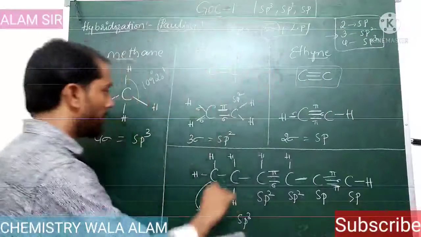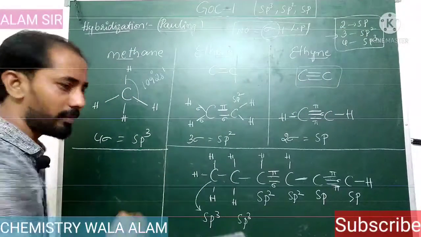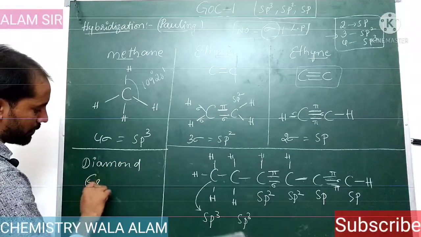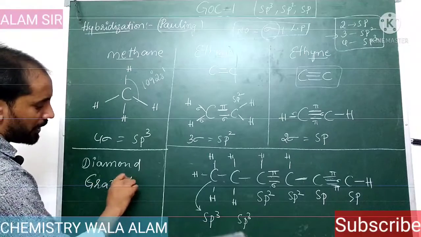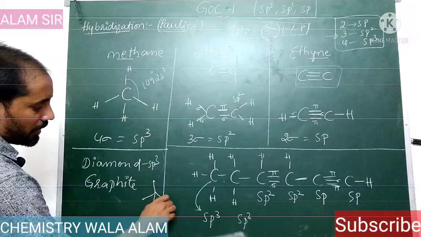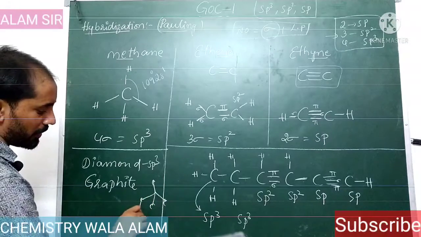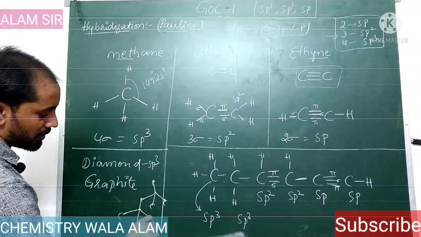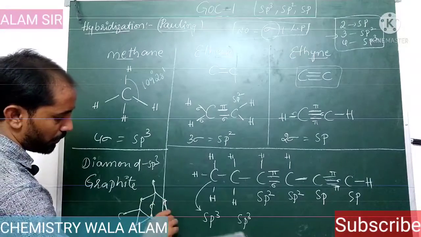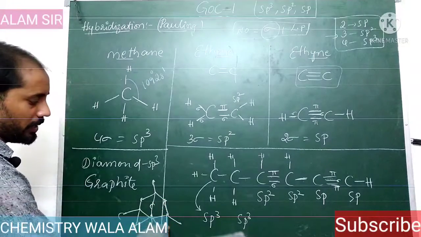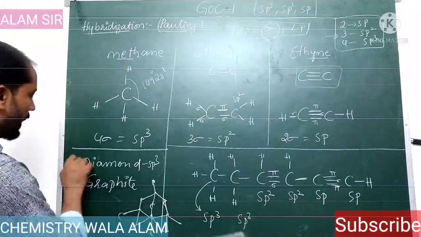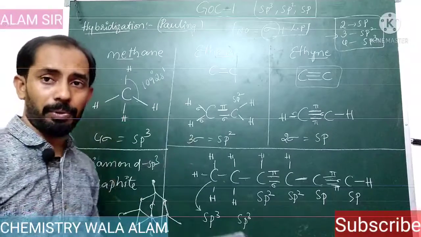Okay sir, what about diamond and graphite? Diamond and graphite hybridization, let's consider. Here we get sp3, because each carbon is connected with 4 other carbon atoms. Again this carbon is connected with 4 other carbon atoms. Okay, this again is connected with 4 other carbon atoms. It comes like this. So one carbon is connected with 4 other carbon atoms, not with hydrogen. That's why diamond will not come under organic compounds.